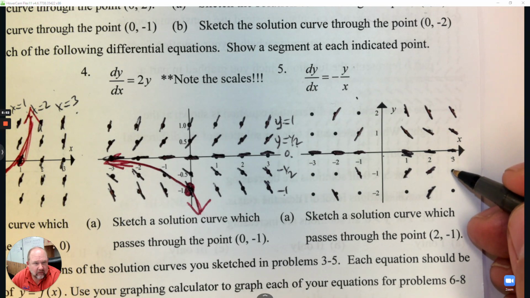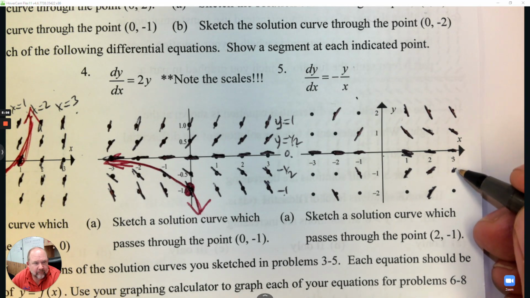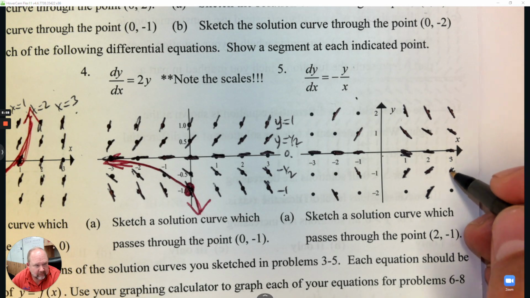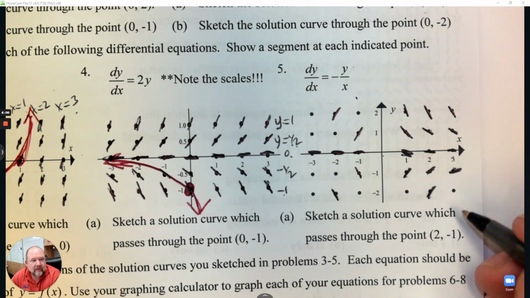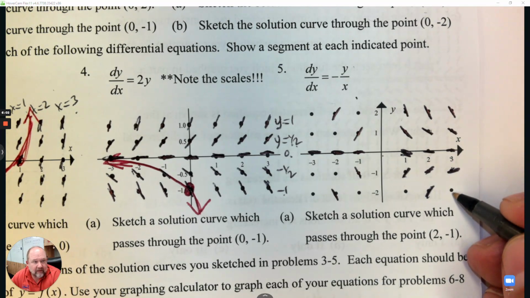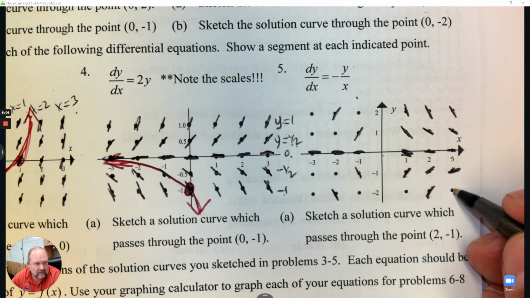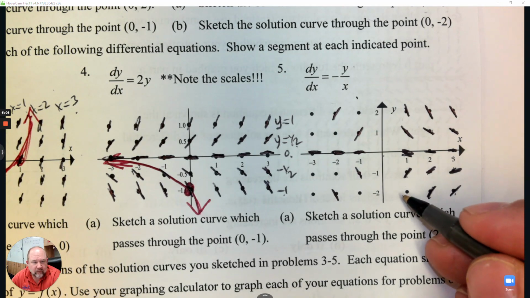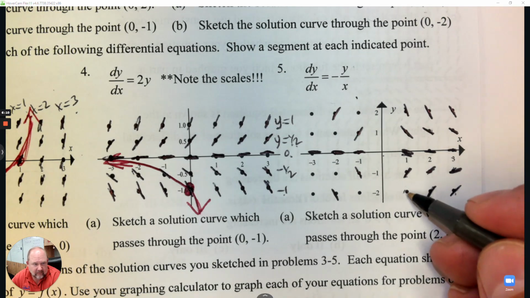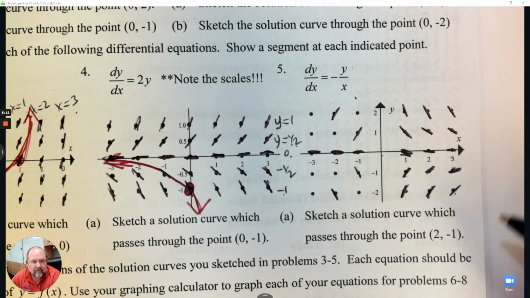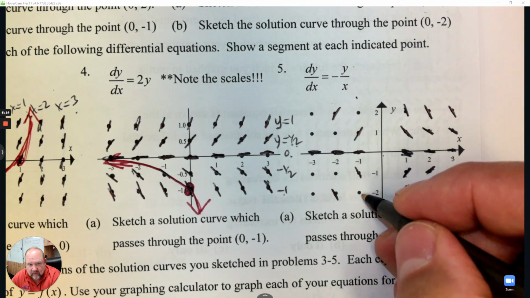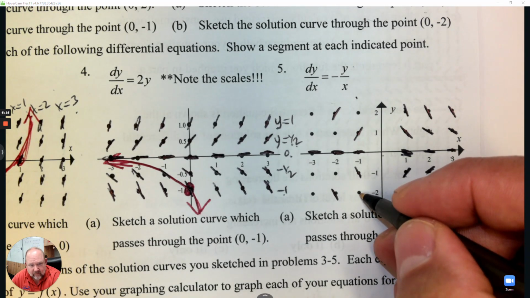This is going to be 3 over 1. Steeper. Sorry, 1/3, which means it's even flatter. This one's going to be 2 over 3. This one's going to be 2 over 1. These are empty. Here is going to be negative 2 over 1.